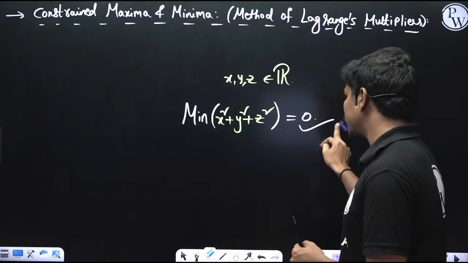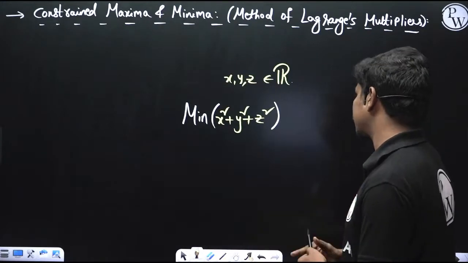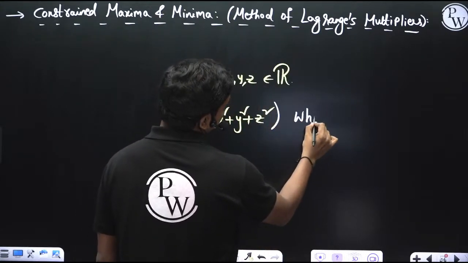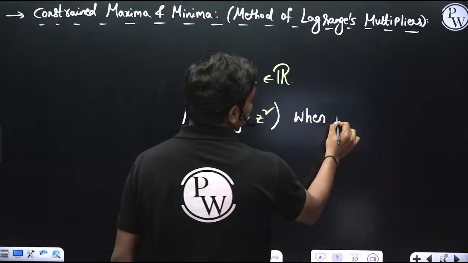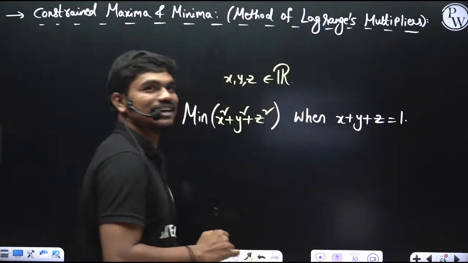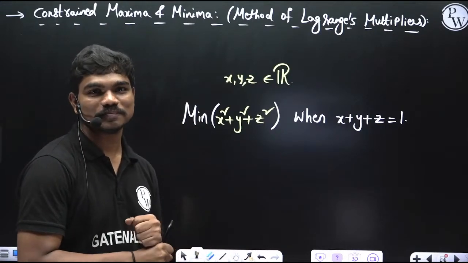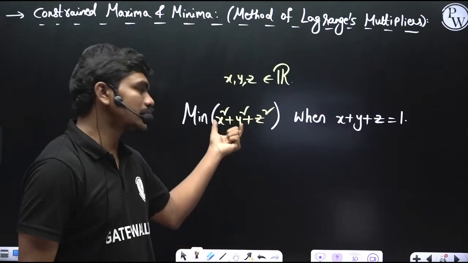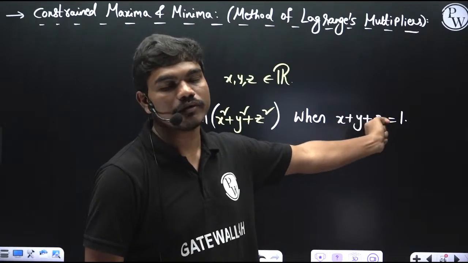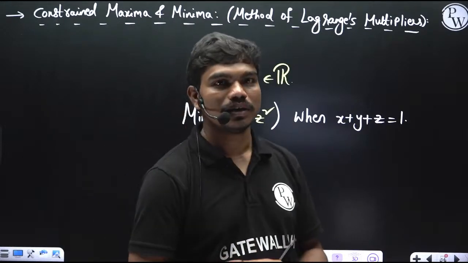But let's say I put a restriction on this. Minimum value of this function when there is a restriction on these variables: x plus y plus z is equal to 1. So in this case, can someone tell me what is the minimum value? Now you cannot put x equal to 0, y equal to 0 and z equal to 0, because then this summation is not going to be 1. So in that case, what is the minimum value?